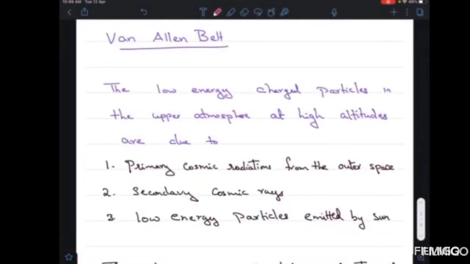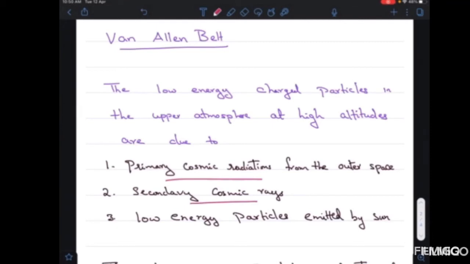Next we will be dealing with the Van Allen belt. Coming back to the upper atmosphere, that means at high altitudes, we can see that the low energy particles are due to, one, primary cosmic radiations; two, secondary cosmic rays, which, as you know, are produced by the interaction of the nuclei of the upper atmosphere gases with the primary cosmic radiations; and third, low energy particles emitted by the sun.